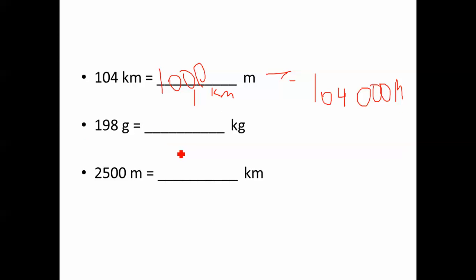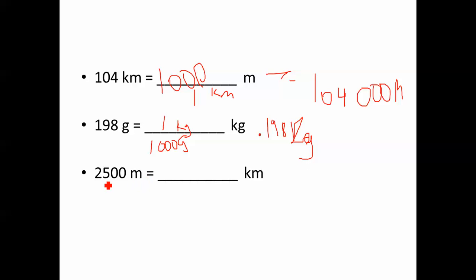For 198 grams, you put grams on the bottom and kilograms on the top. There are 1,000 grams per kilogram, so in this case you'd be dividing, and it would be 0.198 kilograms.